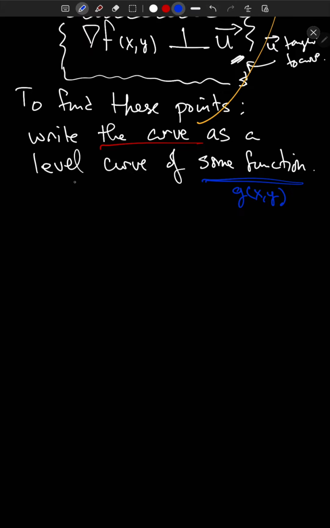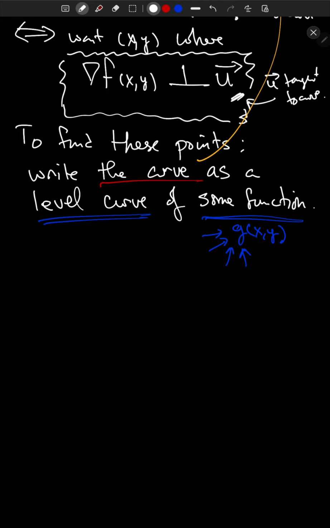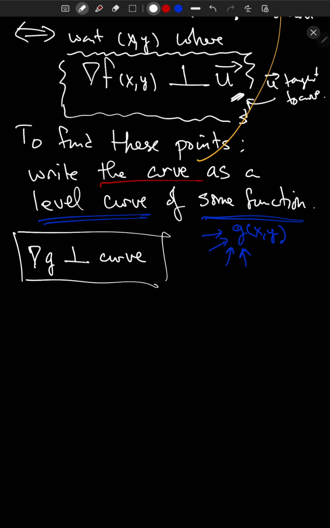So, as a level curve of some function g, actually it doesn't matter what level curve, 10 level curve, 0 level curve, doesn't matter. Why does it not matter? Because I only care about g in that I want to work with its gradient. The important thing is we know that the gradient of g is perpendicular to the curve. That's the really important feature of our g that we're going to exploit.